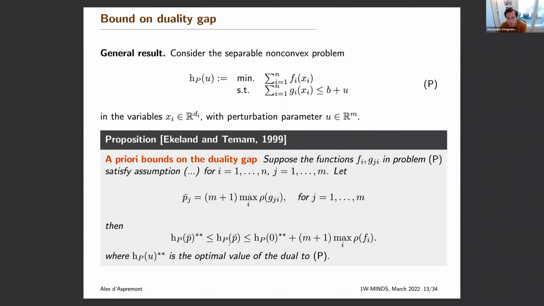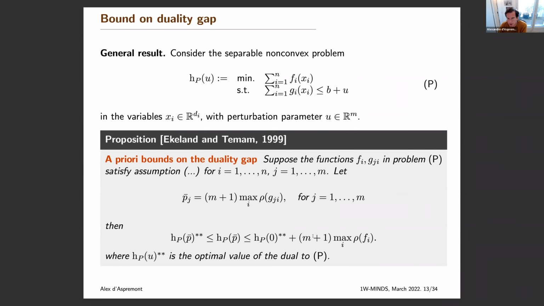This optimum value is sandwiched between the optimum value of the convex relaxation of your problem at perturbation parameter p bar and the optimum value of the same relaxation at perturbation parameter 0, plus a gap term, which is again the product of m+1, the number of constraints plus 1, times the maximum non-convexity of the objective terms f_i. So non-convexity plays a role in your a priori bound on the duality gap, and the number of constraints also plays a role.